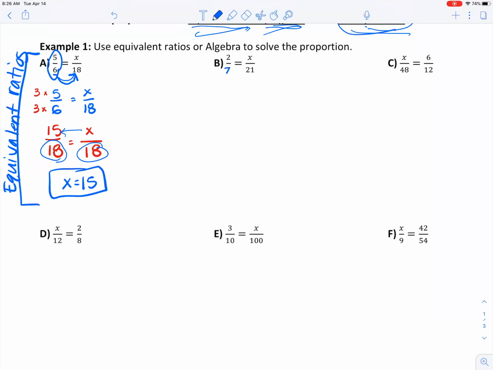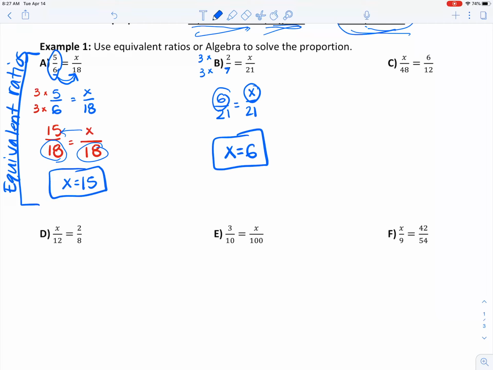So taking a look at the next one, I know that if I were to take 7 times 3, that is 21. So if I did 7 times 3, I also have to take the top number times 3, which is 6, and that's equal to x over 21. So what does x equal? X equals 6.